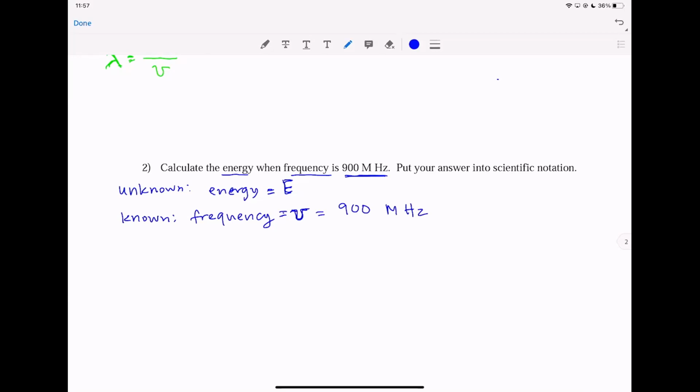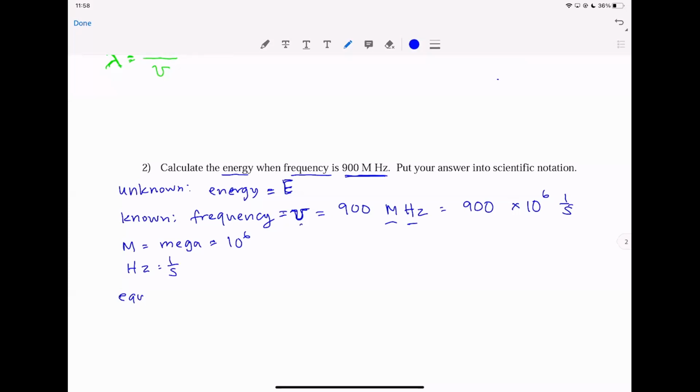MHz. So M is the metric prefix mega. That's 10 to the 6th. So instead of writing 900 MHz, those units will not cancel out. So these units, the M and the Hz, will not cancel out. So what you want to write is 900, and then instead of mega, you can write 10 to the 6th. And then instead of Hz, remember Hz is 1 over s, you want to write 1 over s. And that, remember, is your value for frequency.